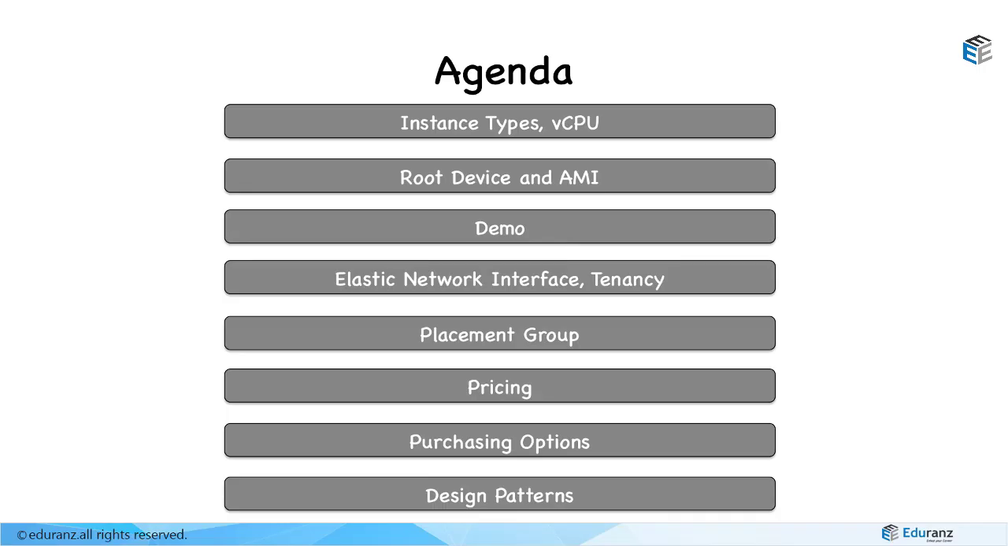This will be our agenda. We'll talk about different instance types, VPC, we'll talk about root device and AMI, we'll have a little demo, we'll talk about elastic network interface and then tenancy, placement group, and pricing, purchasing options, how can you optimize cost. Finally, design patterns using EC2.